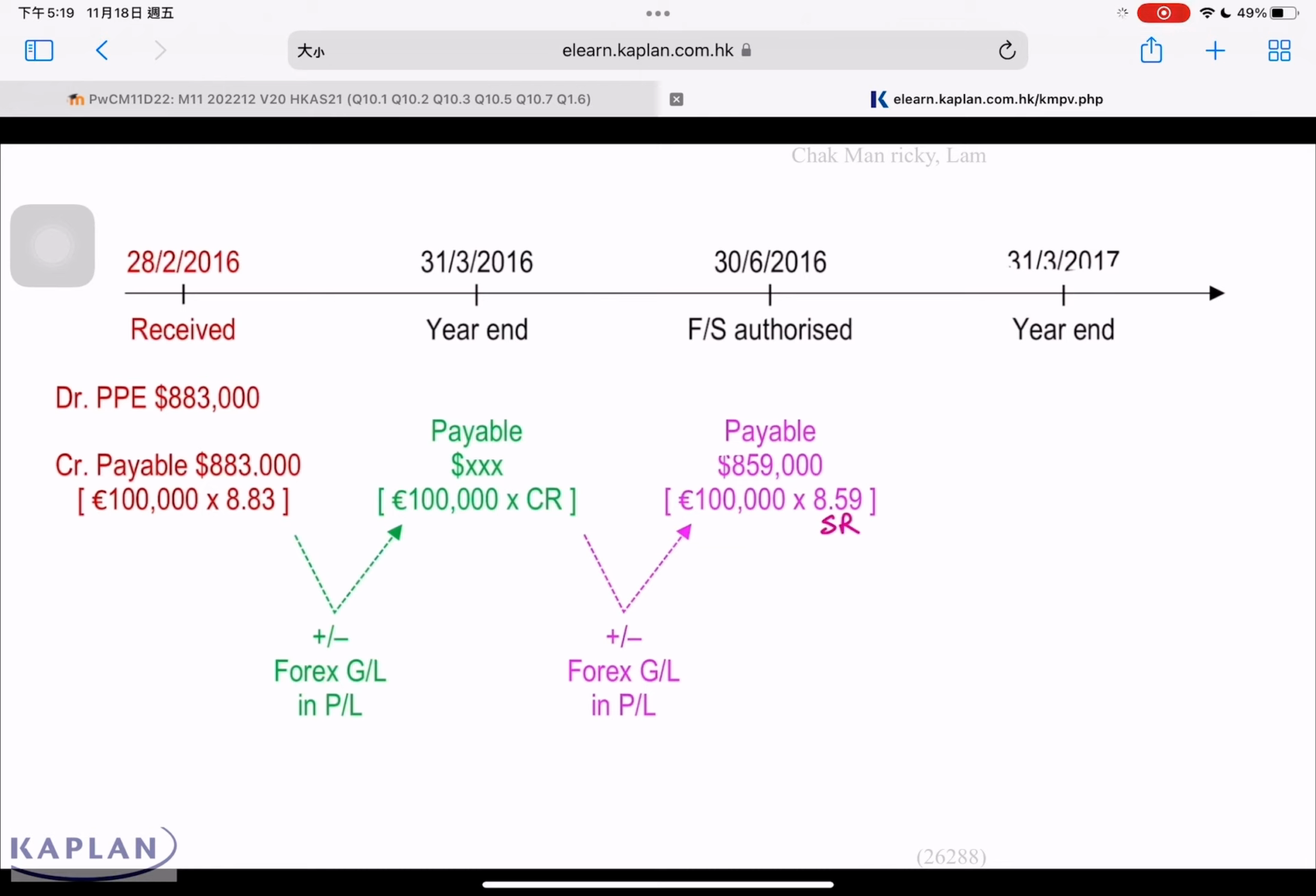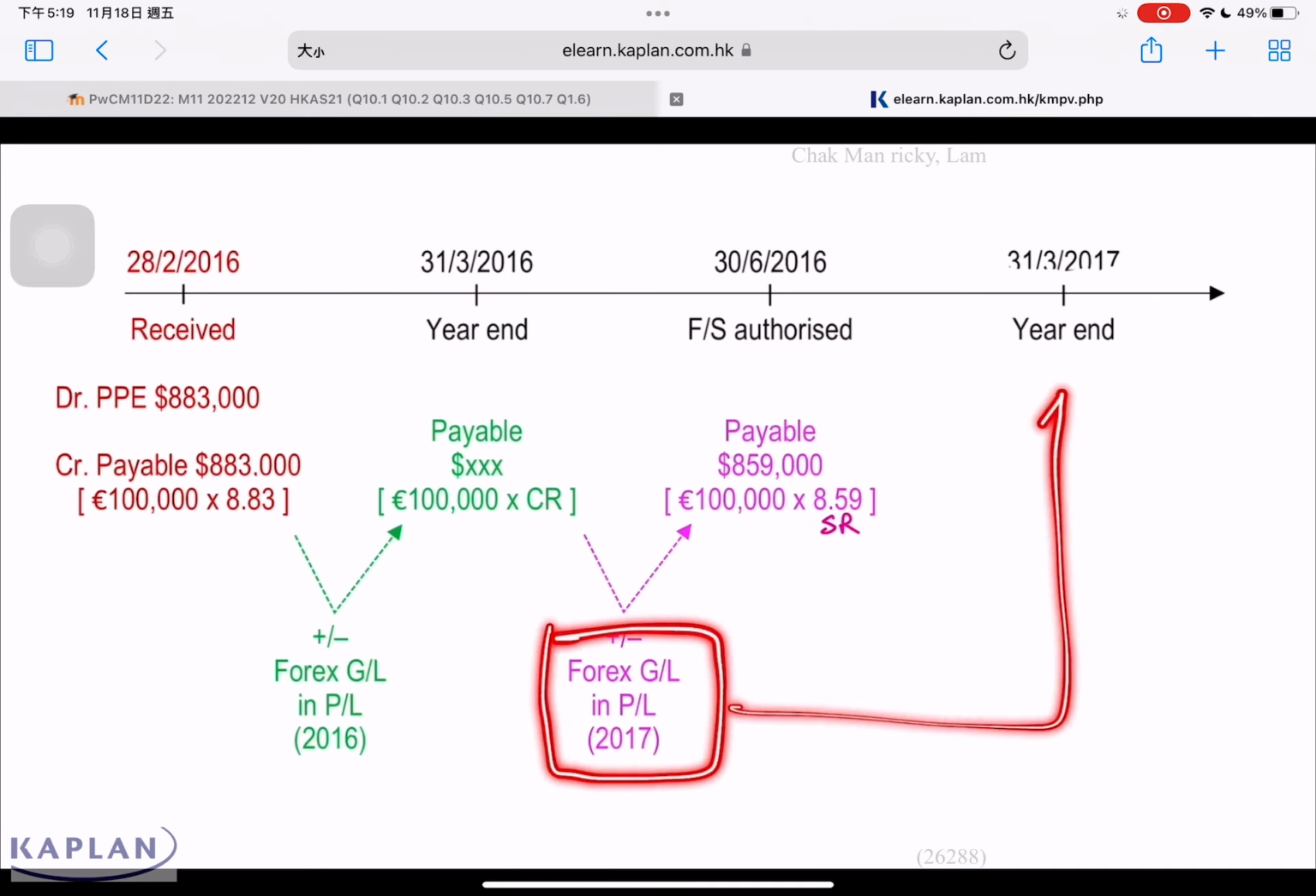This P&L is the P&L in the year 2017, not 2016. For 2016, there are exchange differences on the remeasurement. This is a non-adjusting event, because the movement of the exchange rate arises after the year end, at the settlement date. It's not a condition that exists at the year end. It's a non-adjusting event. This amount only affects 2017.